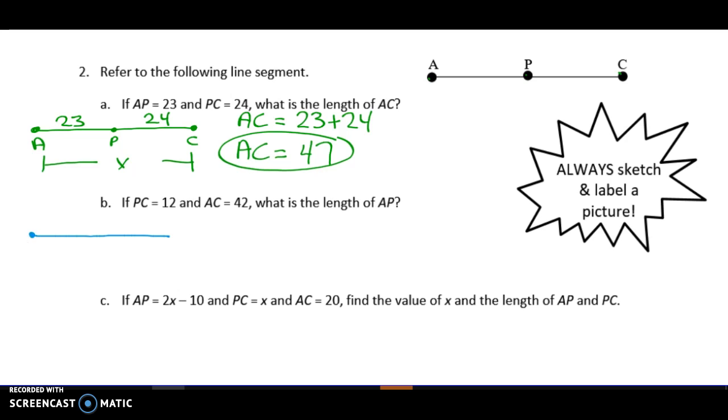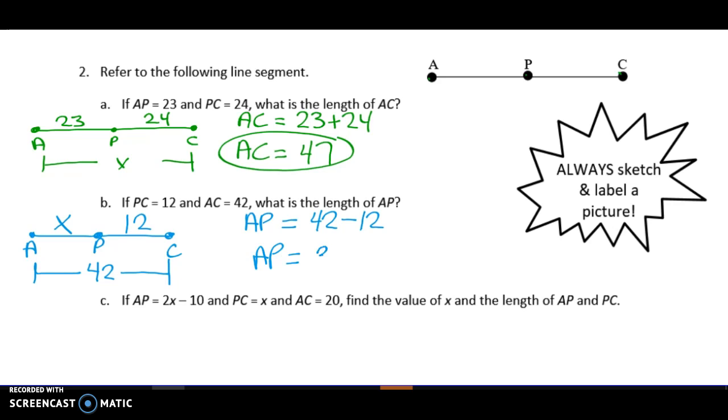So now on to B. Again, make my own version of this picture and start filling in our information. If PC equals 12 and AC is equal to 42, what is the length of AP? So AP would be the whole thing minus that part. AP is 30.